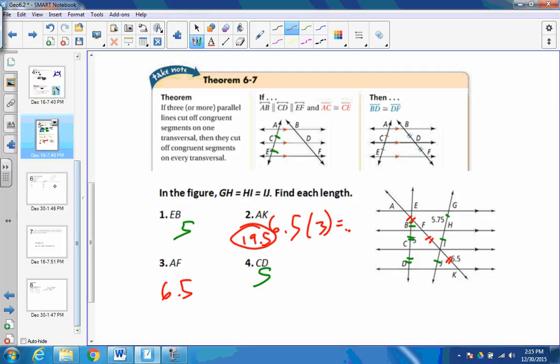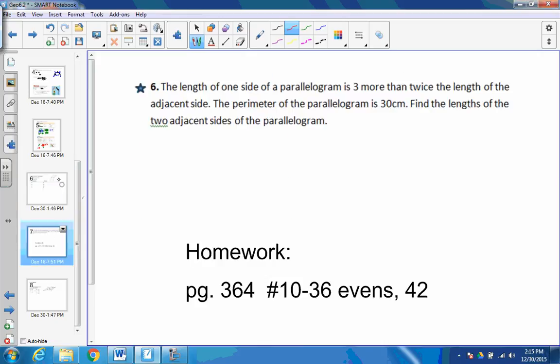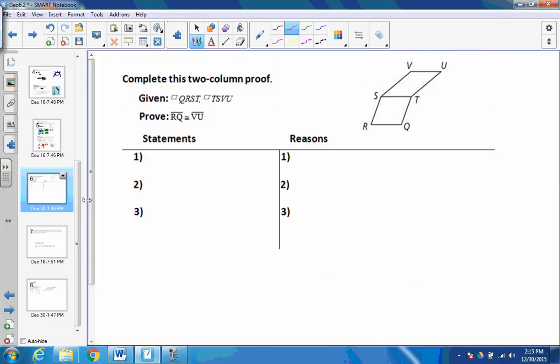Alright, let's go back then to some parallelogram stuff. I want to go through one proof, and I think that's all we're going to go through. Short two-column proof. Given that we have two parallelograms, QRST and TSVU, that's all we're given. Two parallelograms. And the picture here. Prove that RQ is congruent to VU. So RQ is congruent to VU. Okay? Well, this one we have, and this is the symbol for parallelograms. I know it's hard to see sometimes. Parallelogram QRST and parallelogram TSVU. That's given.